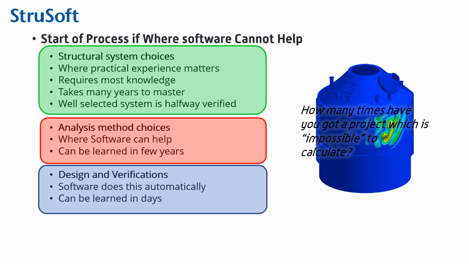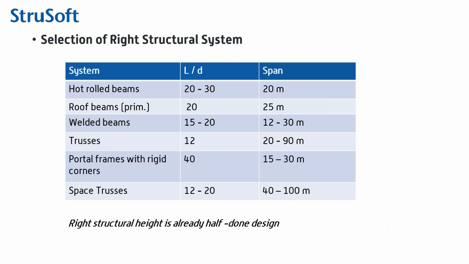So let me give you now a few tips about these structural system choices. And usually if you select your structural system really well, it's easy to design your steel structure. So usually if you stick to these limits, like for beams, your span length to beam height ratio is between 20 and 30, and the spans are below 20 meters, your design is reasonable. It's usually easy to design. The connections are easy to design. Forces in bracings are not too big.